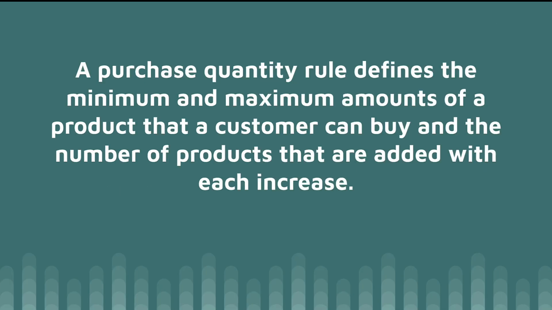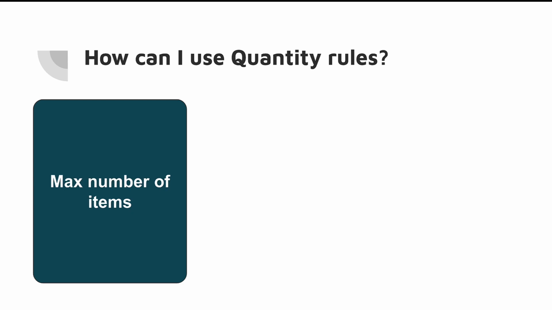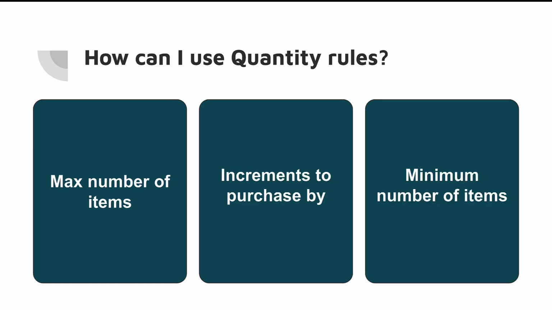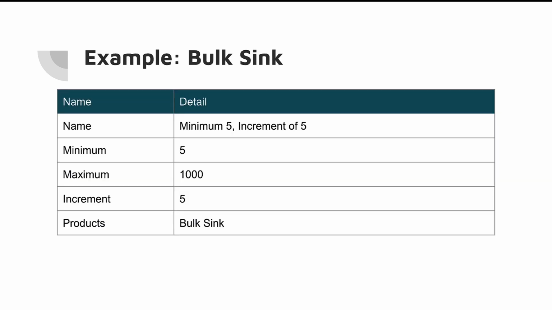All right, so let's get started with what is a quantity rule. Well, a purchase quantity rule in Commerce Cloud defines the minimum and maximum amounts of products that a customer can buy and the number of products that are added with each increase. So what does that actually mean in human language here? Well, number one, you can specify the maximum number of items you can purchase in a single order. You can specify how many is incremented each time, and you can specify the minimum amount that is required to purchase.